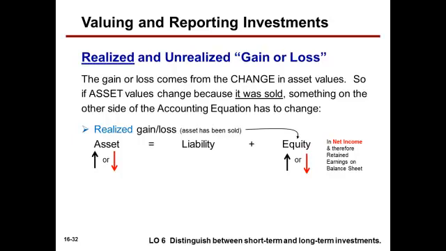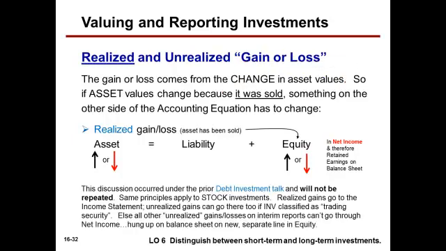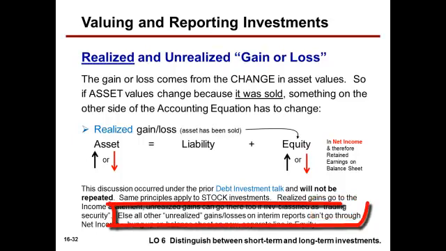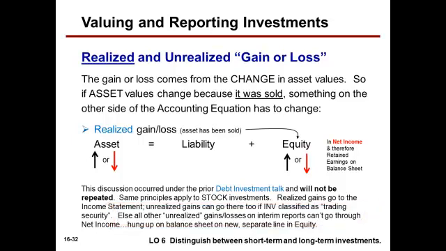Both realized and unrealized gains or losses come from changes in asset values. We've seen this diagram before. This discussion occurred under the debt investment talk and will not be repeated here. I want to mention, though, the same principles apply to stock investments. Realized gains go to the income statement. Unrealized gains can go there too if the investment is classified as a trading security, short term. Else, all other unrealized gains or losses on interim reports can't go through the income statement. They're hung up on the balance sheet on this new separate line in the equity section.